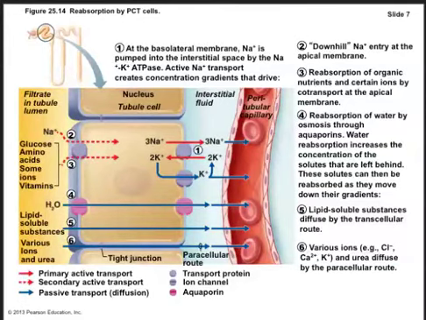So if we were to describe the job of the proximal convoluted tubule in a nutshell, it's to recover important solutes, put them back into the bloodstream because the body needs them to do work.